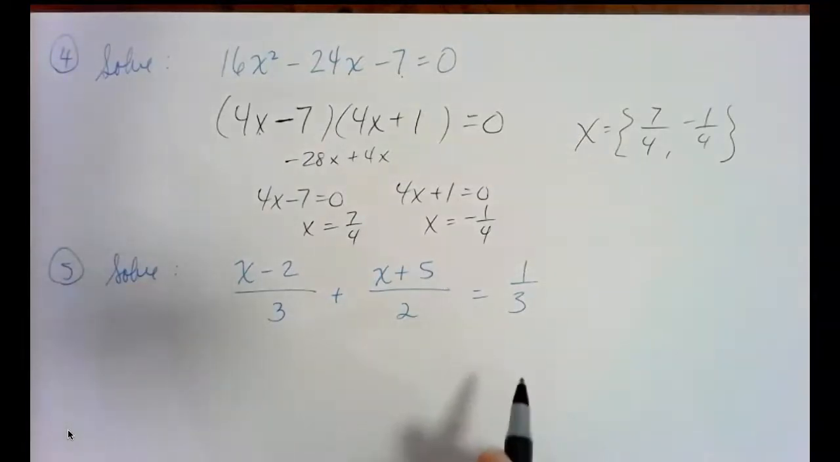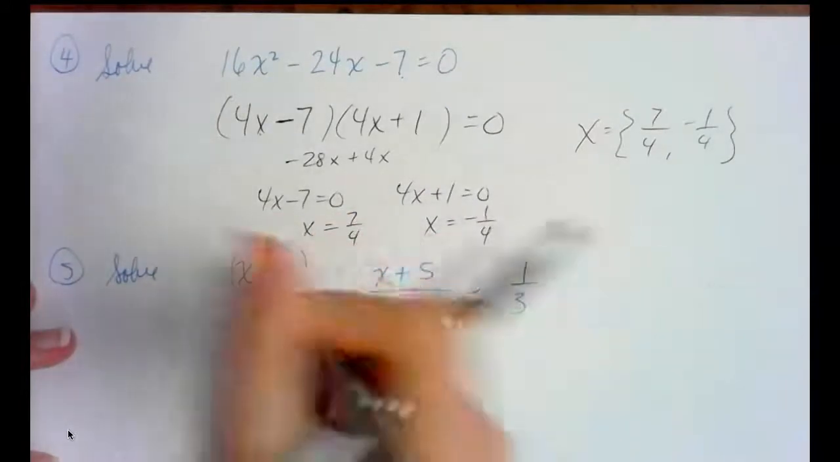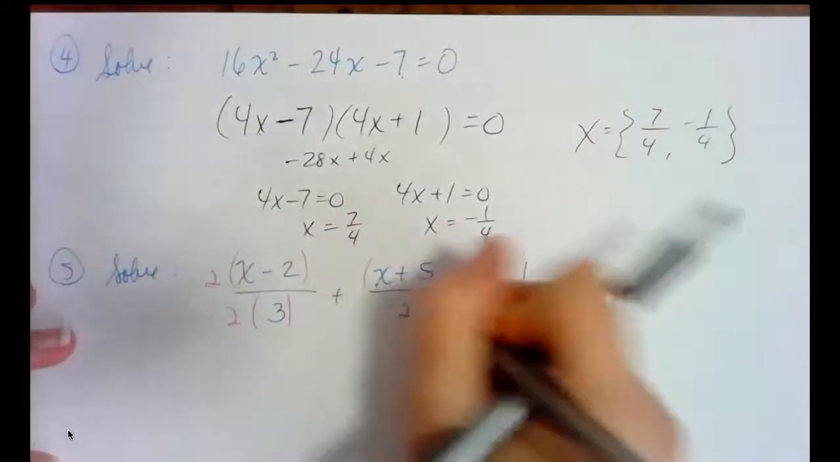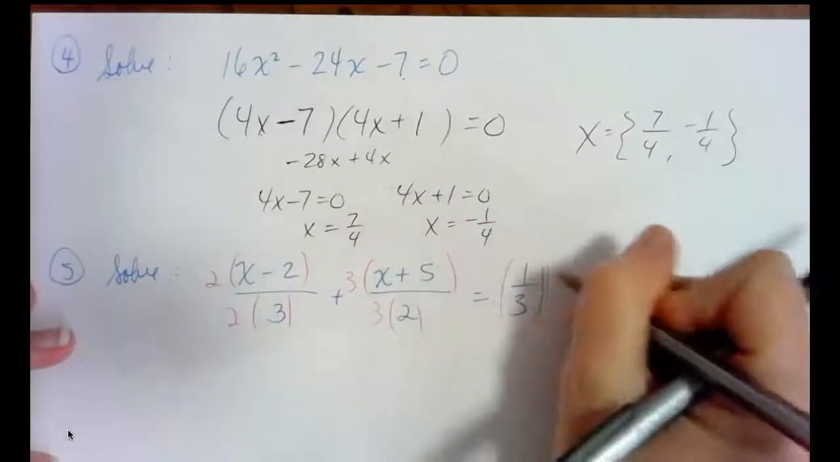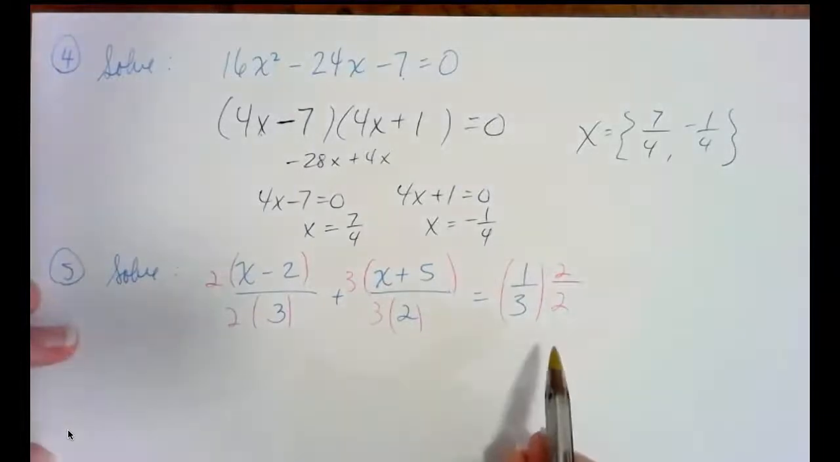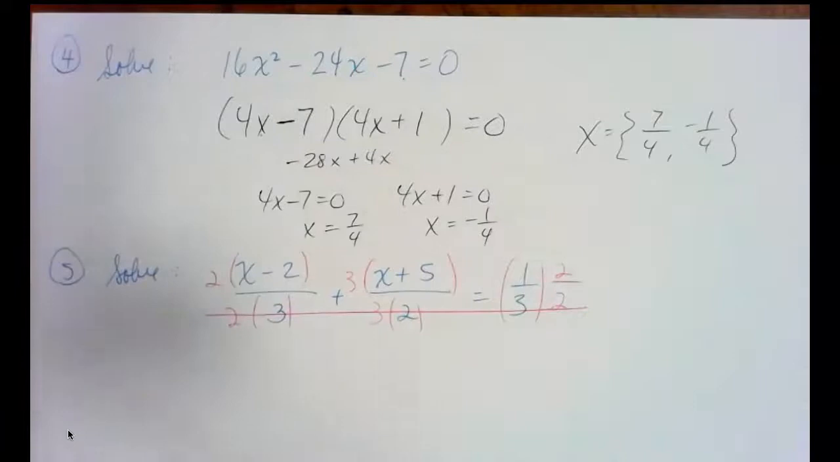Number 5, this is a rational equation, but all of the denominators are integers. So all we need to do is utilize the least common denominator in order to eliminate those fractions. The least common denominator of 2 and 3 is 6. So we are going to multiply the first fraction by 2/2, the second fraction by 3/3, and the third fraction by 2/2, which gives us a common denominator of 6 all the way across, which means now we do not need it.